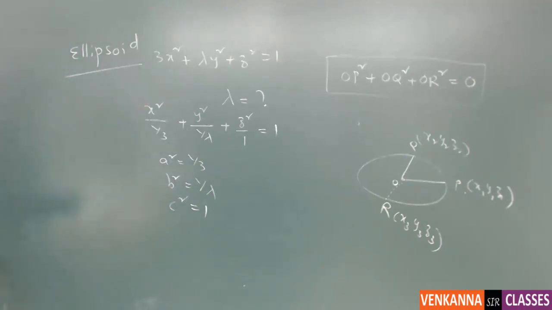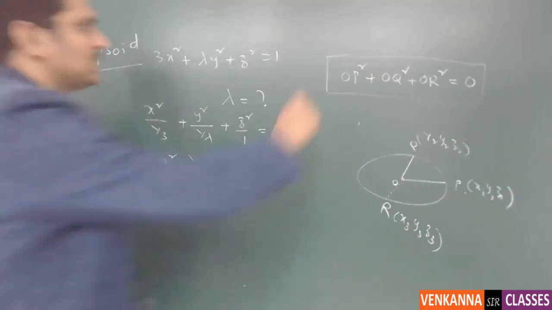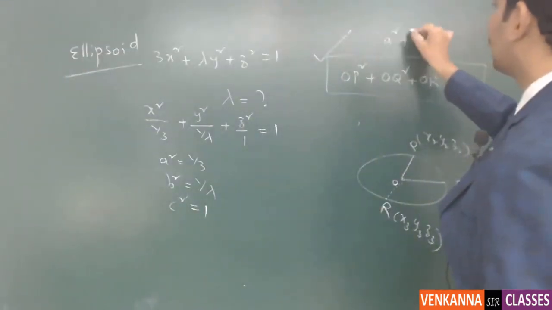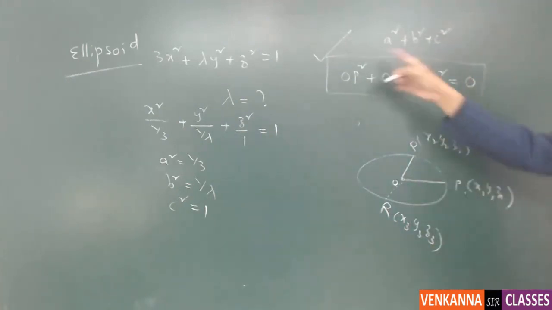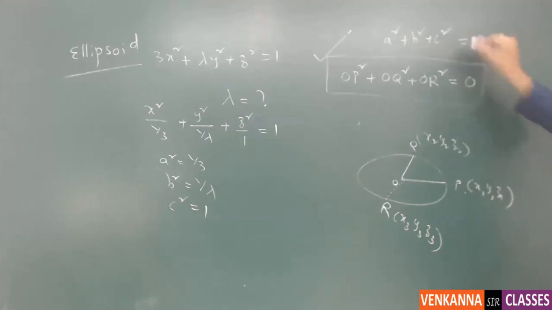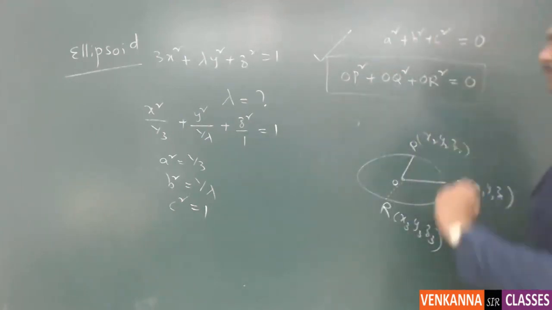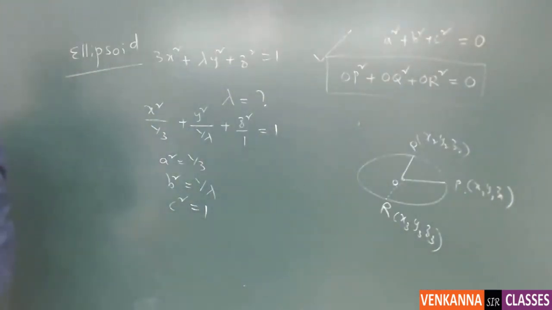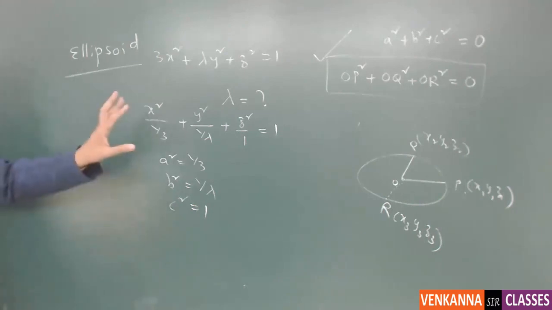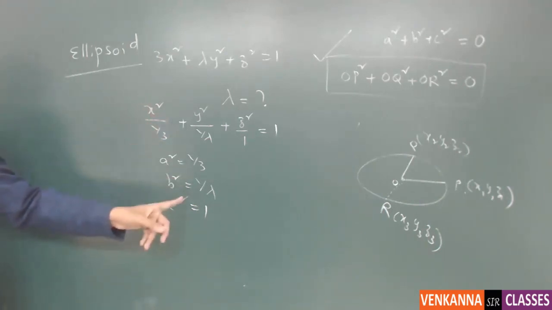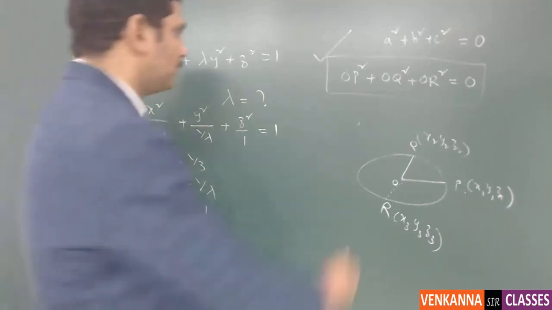Just now we have proved that the sum of the squares of the conjugate semi-diameters is nothing but a square plus b square plus c square. In the problem, the value is given as equal to 0. So you substitute the respective values there and give me the value of lambda. Is the lambda value 3 by 4 or minus 3 by 4? Is everyone getting the context of what I am saying, how it is calculated? So the lambda value is minus 3 by 4.